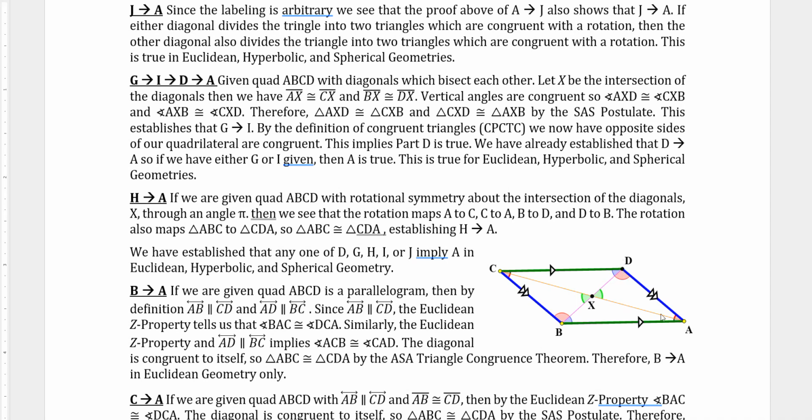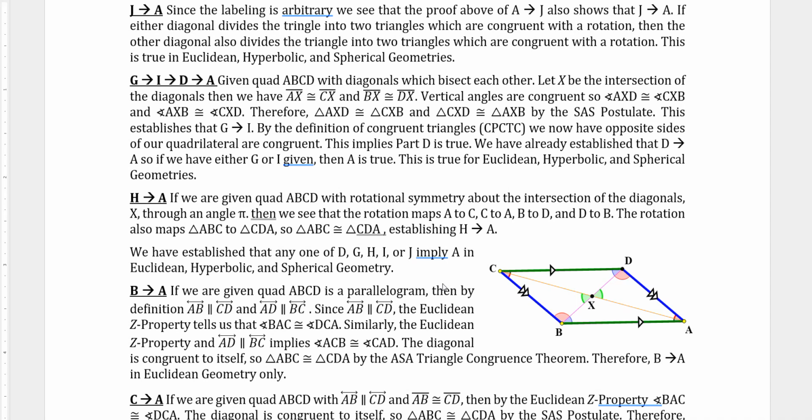Well, that means that the entire triangles are going to be rotated that way, and so they're going to be congruent to each other. Or we could do it by knowing that the rotation maps congruent sides to congruent sides. Okay, so far we've established that any one of D, G, H, I, or J implies A in Euclidean, hyperbolic, and spherical geometry. So those are the ones that work in both directions.